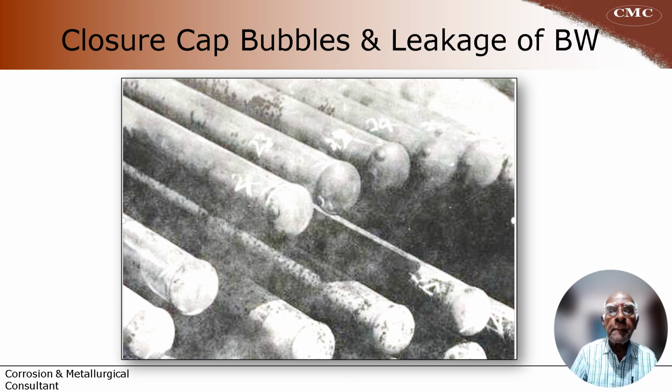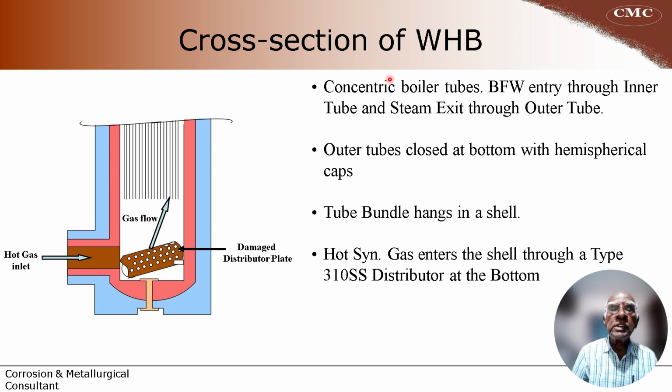and then the operator will come to know that boiler feed water is leaking. This is a cross section of the waste heat boiler. You can see the concentric boiler tubes here, and the boiler feed water, as mentioned earlier, enters through the inner tube, and then the steam exits through the outer tube. And the outer tubes are closed at the bottom with hemispherical caps. And the whole tube bundle hangs in the shell, the brownish shell.